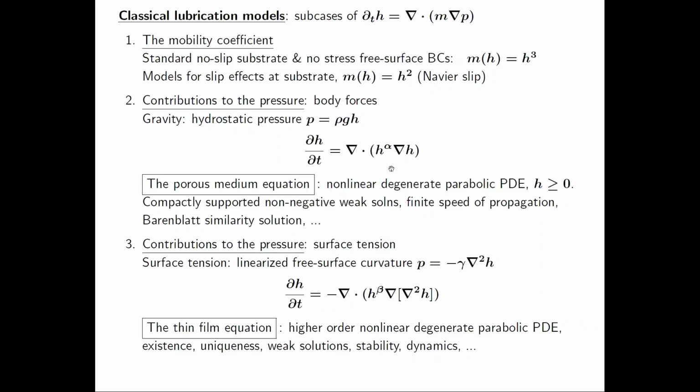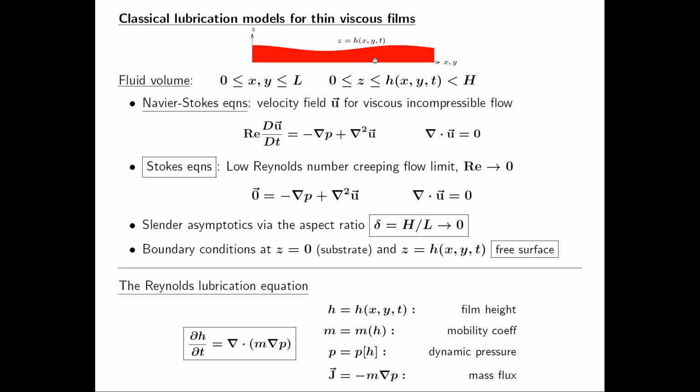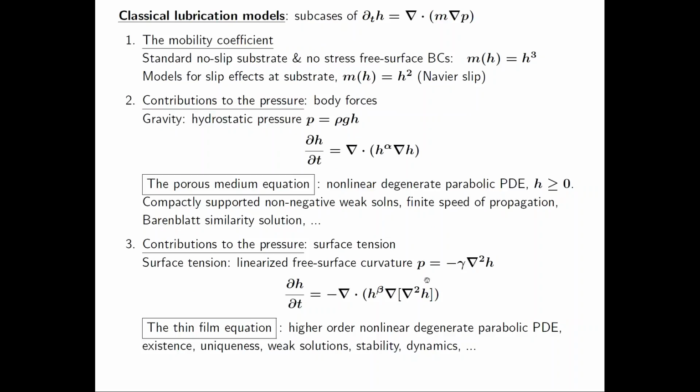Okay, thank you. So if I neglect the influence of gravitationally driven spreading and focus on another influence where we have a free surface, which is the curvature, or surface tension, then the pressure has a contribution from the curvature of the free surface with some surface tension coefficient times it, which linearizes to just the Laplacian of the height. So that gives us this fourth order equation, which is called the thin film equation.